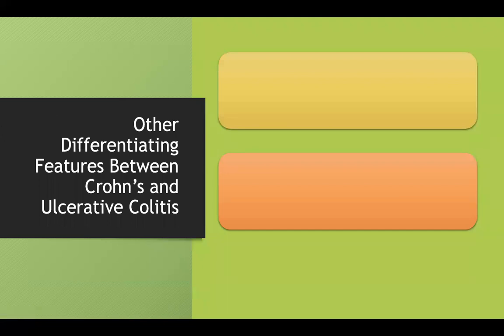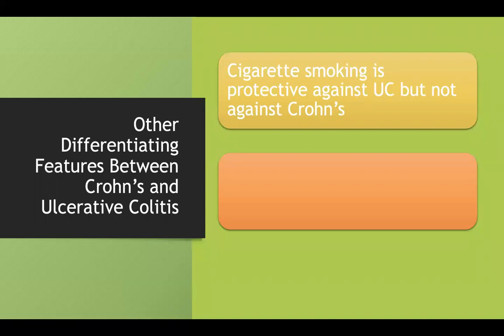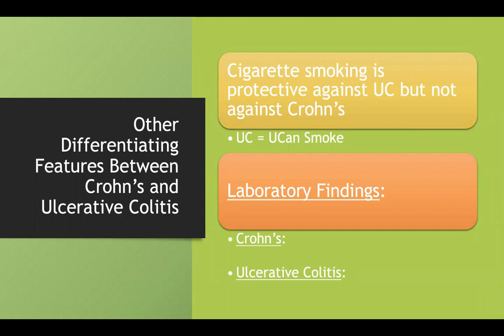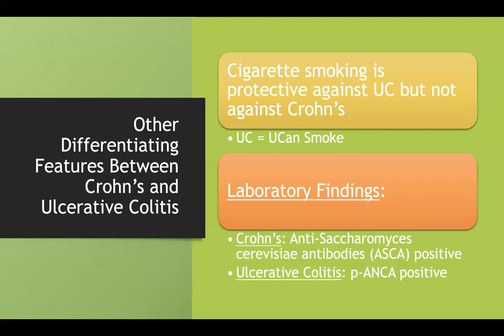A few other things I want to differentiate between Crohn's and UC. I want you to realize that cigarette smoking is actually protective against UC, but not against Crohn's. And I just remember the UC as "you can smoke." And laboratory findings, I just alluded to this on the slides with PSC. So for Crohn's, you can get a positive ASCA antibody, or anti-Saccharomyces cerevisiae antibody. And in UC, you can get a positive P-ANCA antibody.